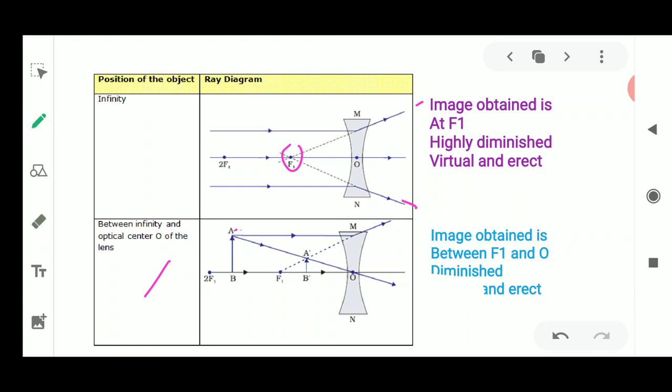It is being placed after the focus point, because we are saying that we are keeping the object anywhere, so you could place it anywhere. Now what happens in this diagram? It is being placed in between 2F and the optical center. So the ray of light parallel to the principal axis appears to come from the focus. It is going to come and strike on the focus.